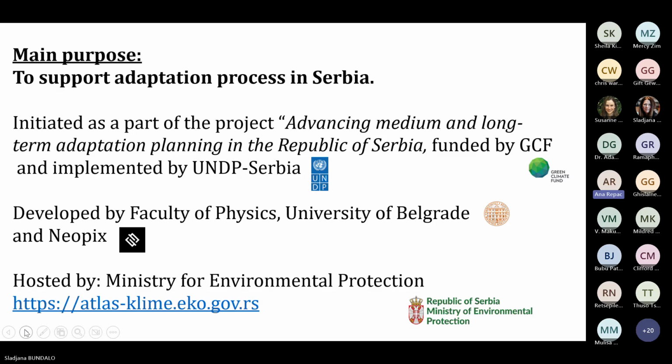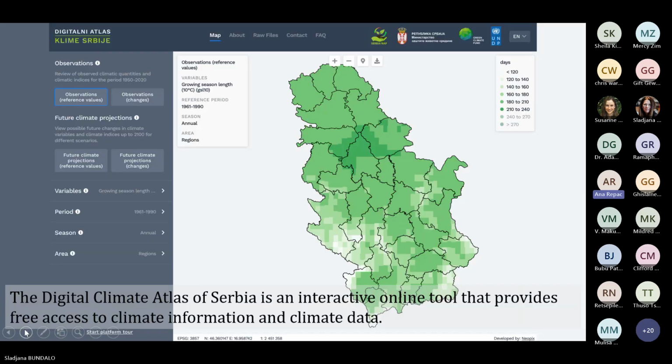So the main purpose of the development of the Digital Climate Atlas of Serbia was to support the adaptation process in the Republic of Serbia. It was initiated and developed within the project Advancing Medium and Long-Term Adaptation Planning in the Republic of Serbia. The project was funded by the Green Climate Fund. And this Digital Climate Atlas of Serbia was developed by the Faculty of Physics from the University of Belgrade and is hosted on our ministry's website. Next slide, please. Thank you.